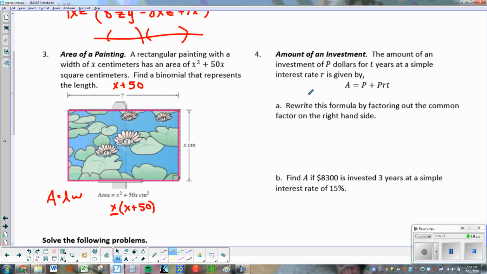Number 4 over here says amount on an investment. So the amount of an investment of P dollars for T years is with a simple interest rate R. Okay, I'm going to do part A here and let you figure out part B. But it's given by the principal plus the principal times the rate times the time. So we want to rewrite this for A being the amount in the investment. And I want to factor out a P. I want to factor out the principal amount.